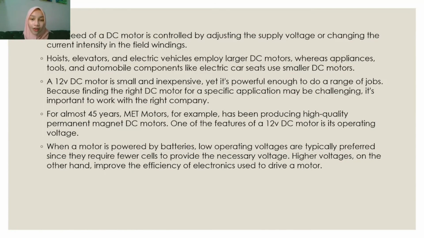One of the features of a 12-volt DC motor is its operating voltage. Last but not least, when a motor is powered by batteries, low operating voltages are typically preferred since they require fewer cells to provide the necessary voltage. Higher voltage, on the other hand, improves the efficiency of electronics used to drive a motor.